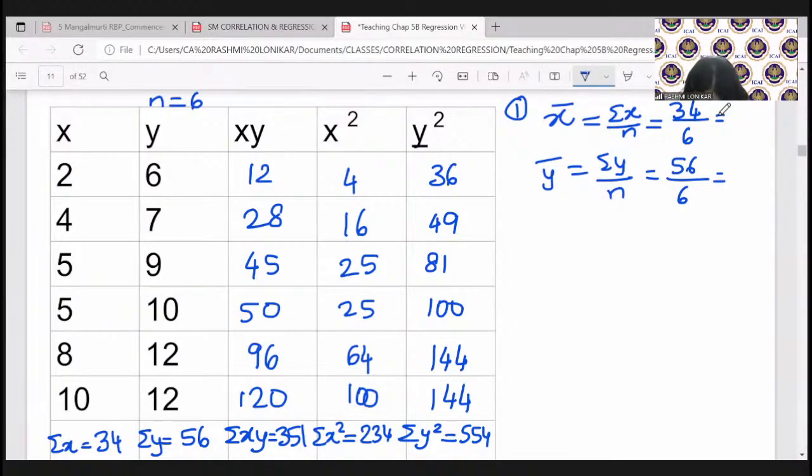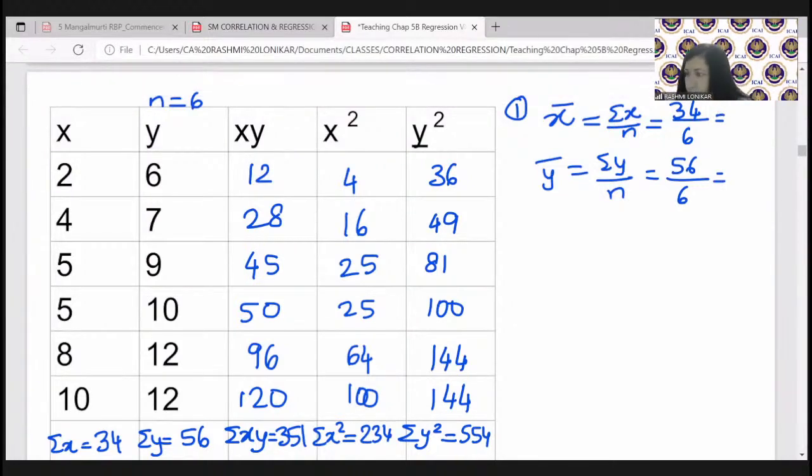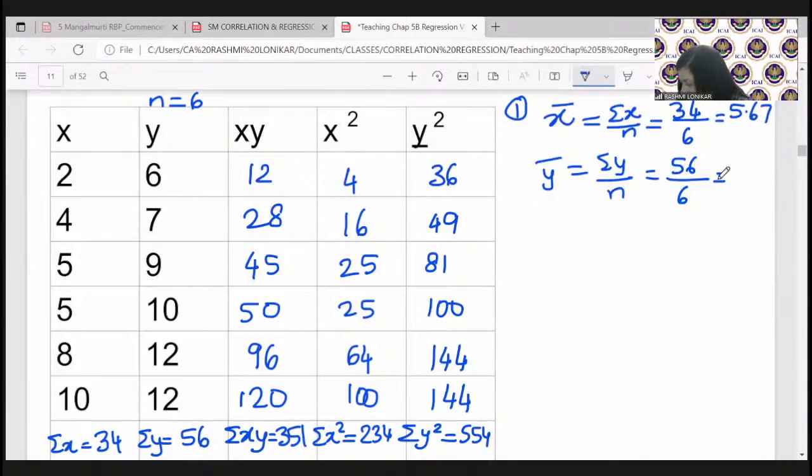Okay, how much is 34 upon 6? Let me say 5.67, and y bar is 56 upon 6, that is 9.33.